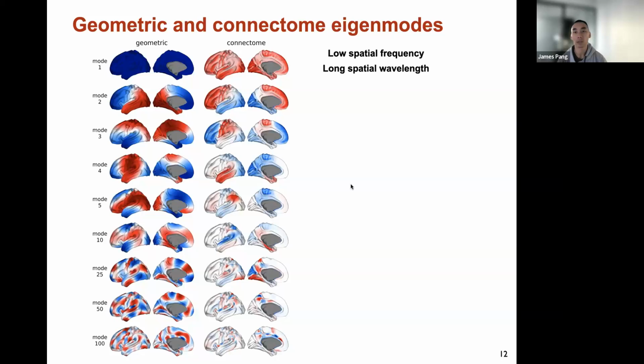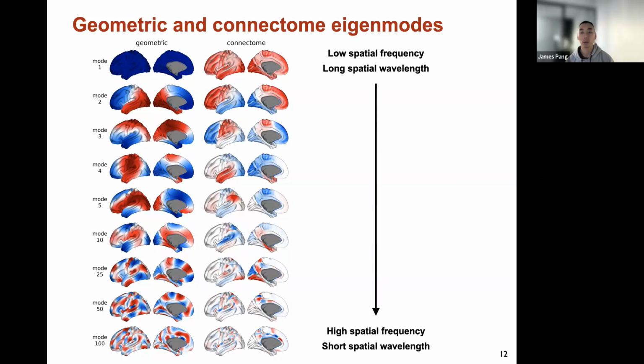And the beauty of this is they are arranged in a really peculiar manner, where the first mode would correspond to the lowest spatial frequency or the longest spatial wavelength. So you can see here that it covers the entire brain. And as you move further along, higher modes will now correspond to higher spatial frequencies or very, very short spatial wavelengths. So you can see here the patterns are very localized.